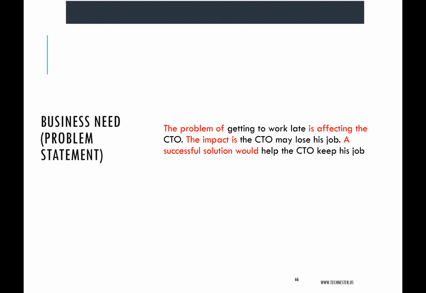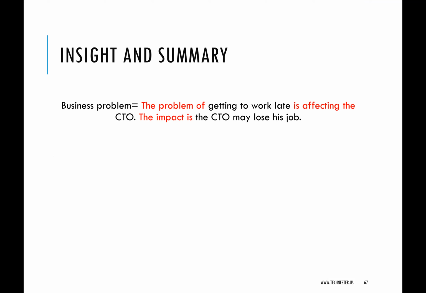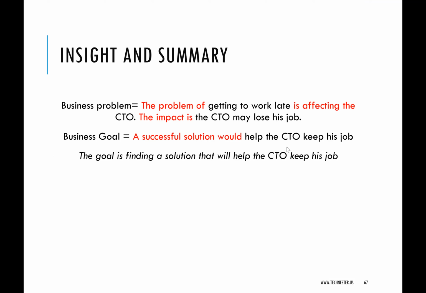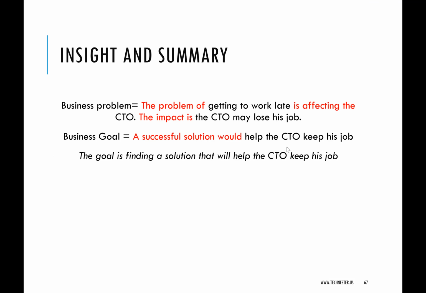So in this problem statement, you can see two things. You can see the business problem: the problem of getting to work late is affecting the CTO. The impact is the CTO may lose his job. That is the problem. Then you can also see the goal. The goal now is, how do we solve this problem? So a successful solution will help the CTO keep his job. So we have an idea now of what a successful solution will be like. We don't know the successful solution yet. We have not specified it, we have not defined it, but at least we have an idea.